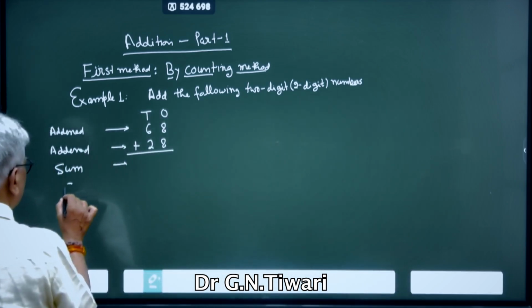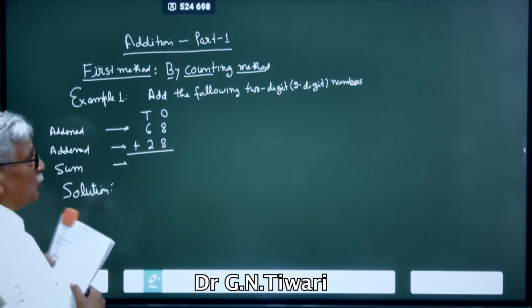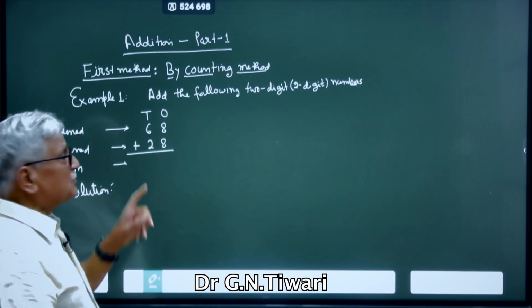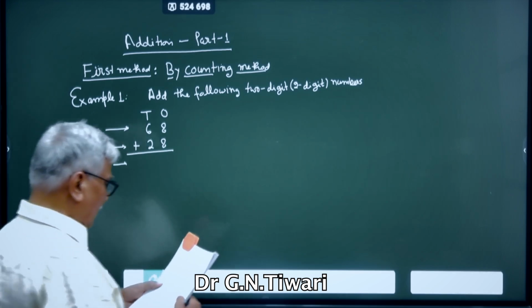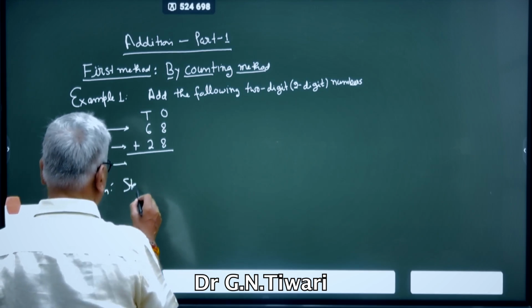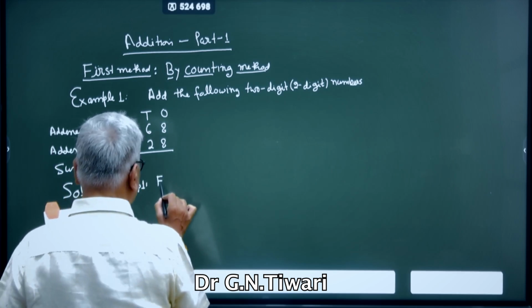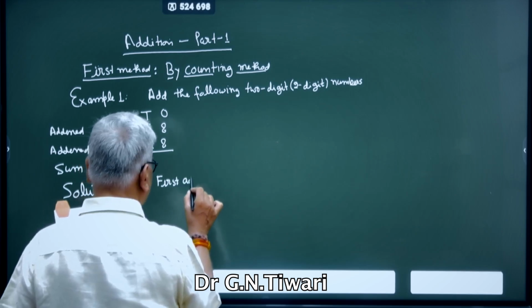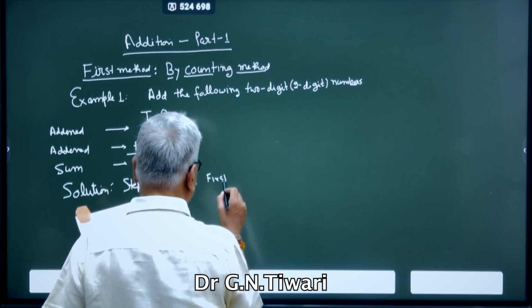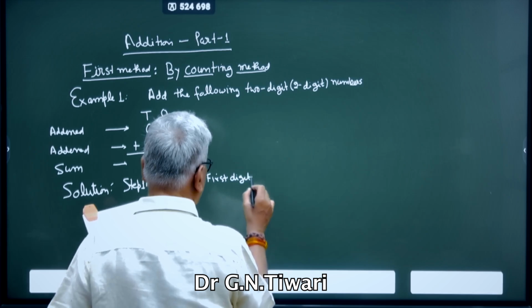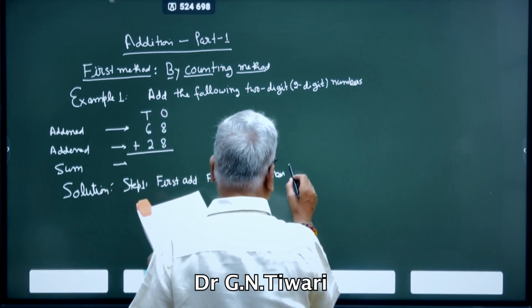Solution. Also, remember that the digit below O is known as the first digit, and the digit below T is known as the second digit. Very, very important. So now step 1. They are small kids. First, add the first digit numbers by forward counting.